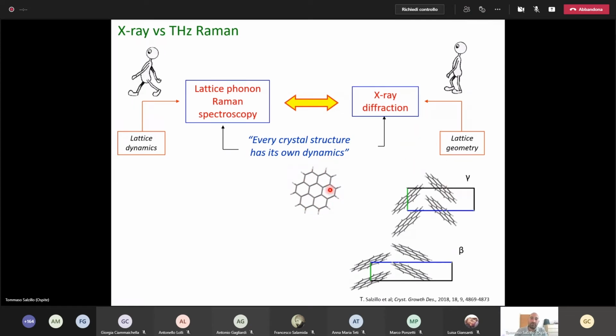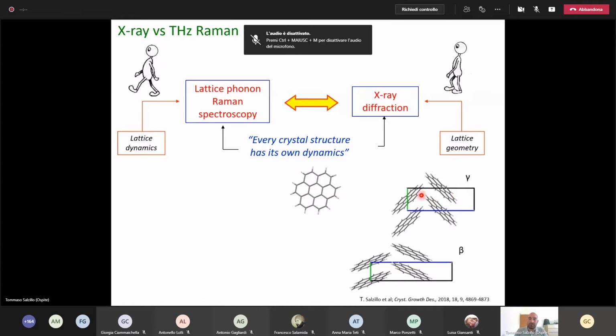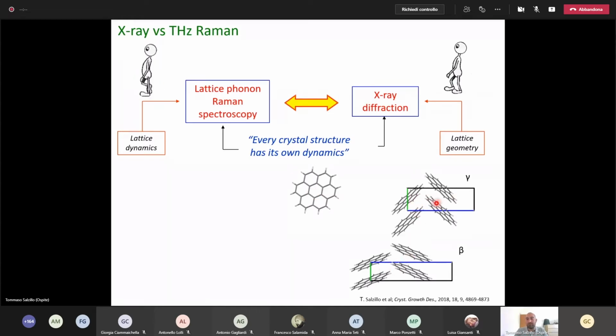And if you measure the single crystal of coronene obtained under different conditions, you can have these two crystal structures, alpha and beta, gamma and beta. These are two polymorphs that are enantiotropic, but anyway, this is another detail that is not important.